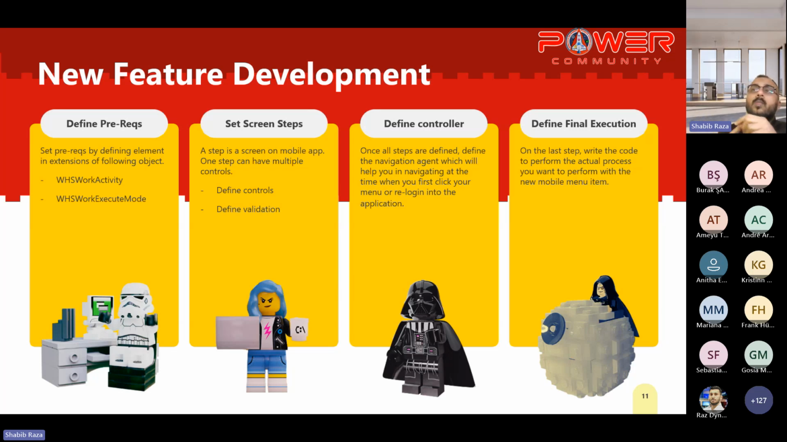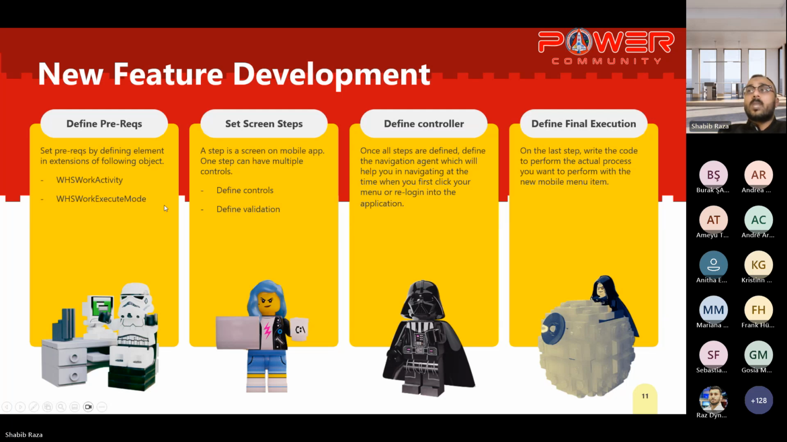So first of all, you need to define the prereqs. For the prereqs, you will be defining the base enum values or base enum elements within these two base enums, which I have discussed earlier. These two base enums are common between the old and the new framework. So you need to define that value in these two base enums.